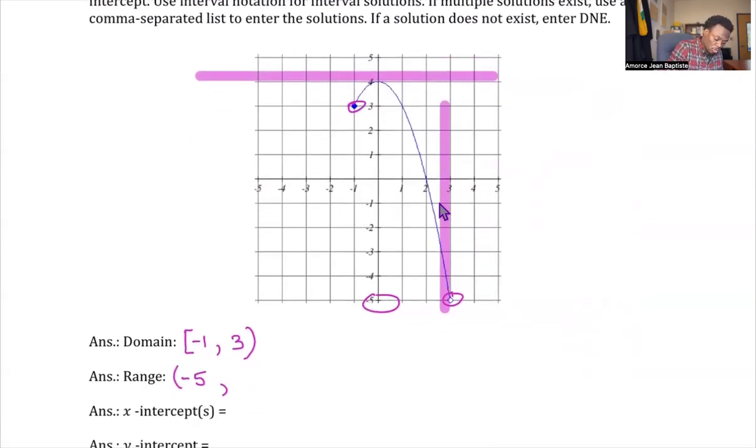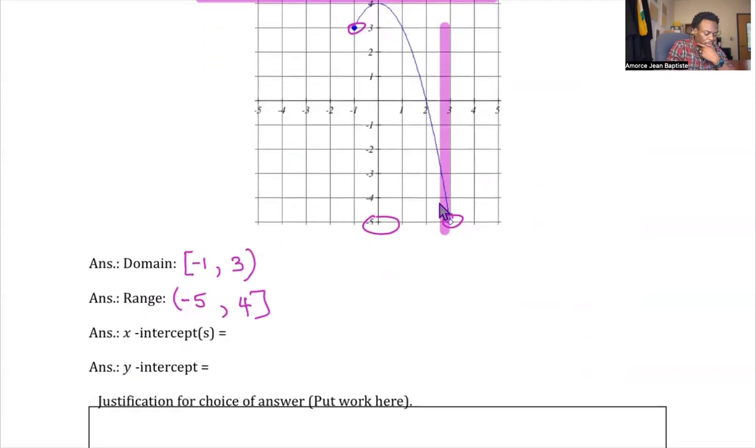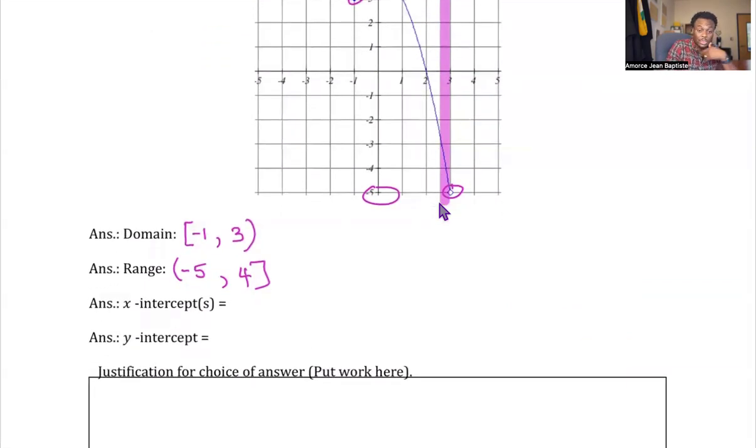4 here, so I'm going to keep 4, but we did not see an open circle on 4, so this is going to be a bracket. Okay, and then let's look for intercepts. Intercepts, as you know, are where the graph intersects the y-axis, which is the y-intercept, and where the graph intersects the x-axis, which is the x-intercept. So let's start with the x-intercept first.